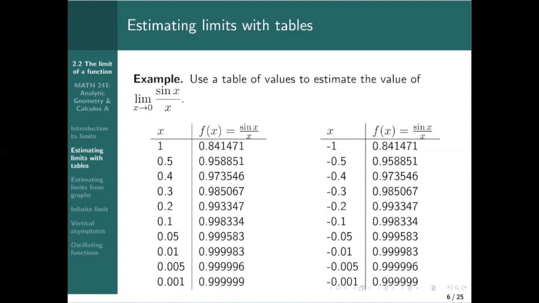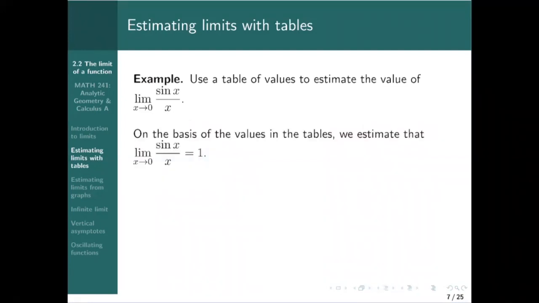And on the right table, similarly, we start with an approximation that is 0.84. And then as we get close to zero, if we consider, for example, x equals 0.001, f of x in this case is going to be 0.99. So based on the values that we got in the previous two tables, we can estimate that the limit of sine of x over x as x goes to 0 is equal to 1.